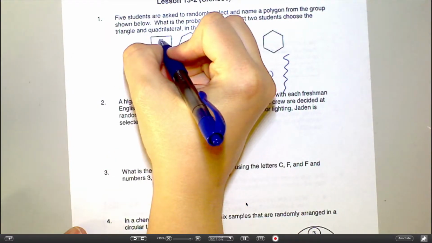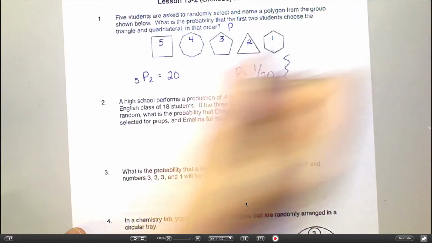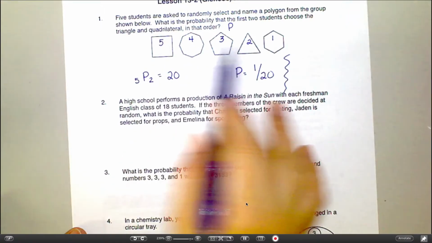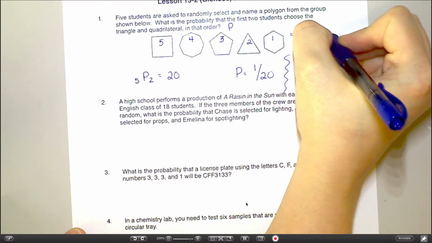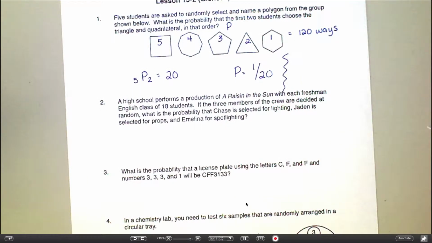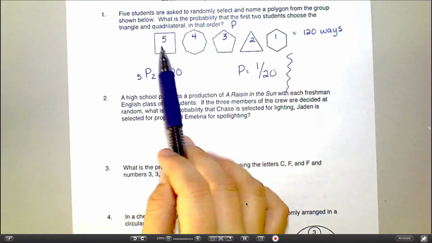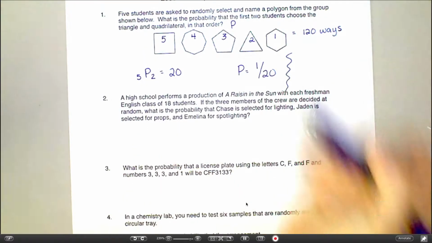So there would be 5 students to choose this one, 4 students to choose this one, and so on, right? Does that make sense? Yeah. So when I multiply that together, I believe that gives me 120. And that's 120 total ways that those 5 students could arrange themselves and choose the polygon. Okay? Now I want to know how many of those 120 ways would have the first student choosing the triangle and the second student choosing the quadrilateral. Well, that means I'm locking in this one.